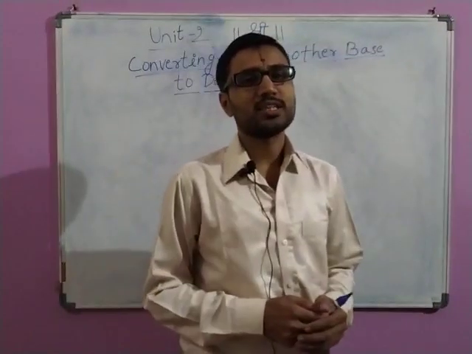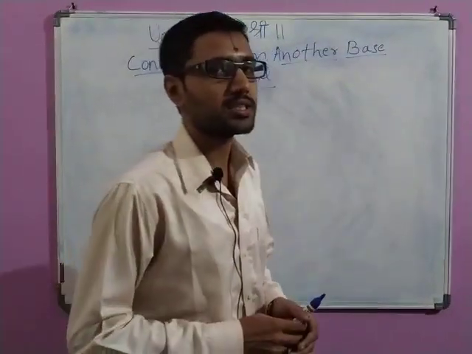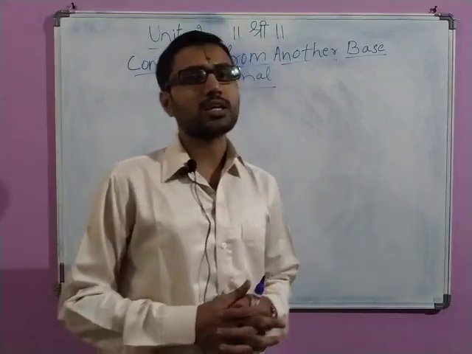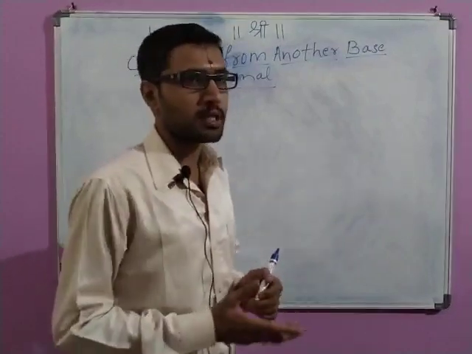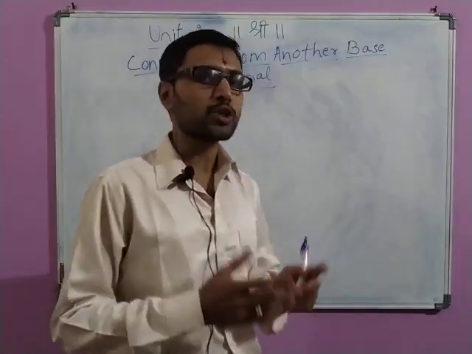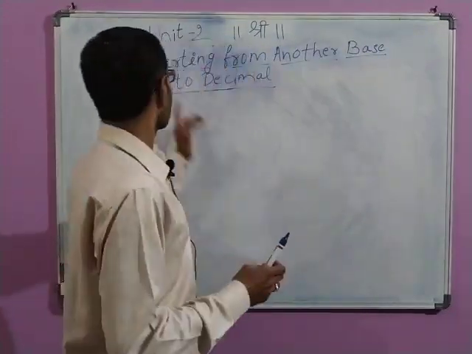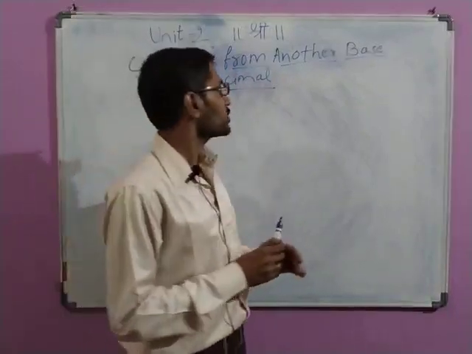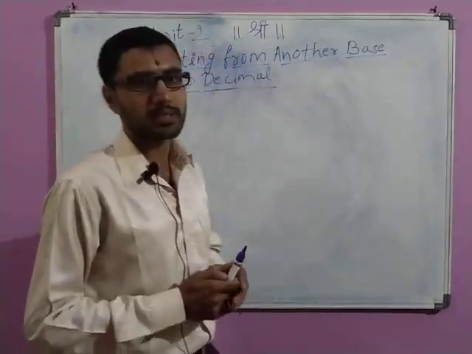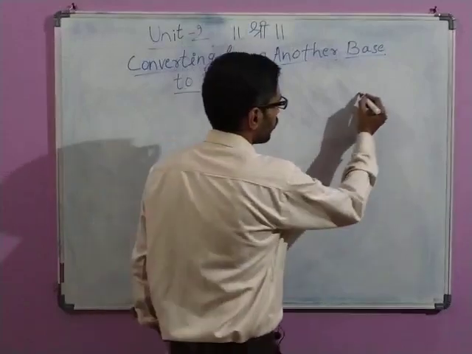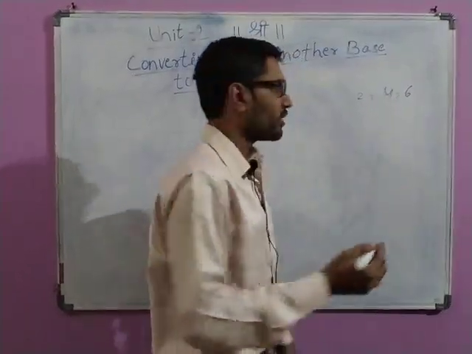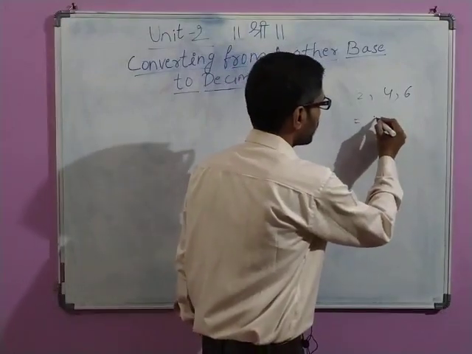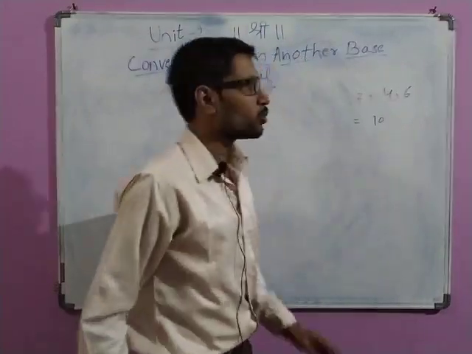Welcome dear students to the subject Computer Fundamentals. In the previous class we discussed the conversion from binary to decimal, or from base 4 to decimal, and so on. The topic was about converting numbers from another base to decimal base. The base can be 2, or 4, or 6, and so on, and we converted all these numbers to the decimal base. So this is what we have discussed.